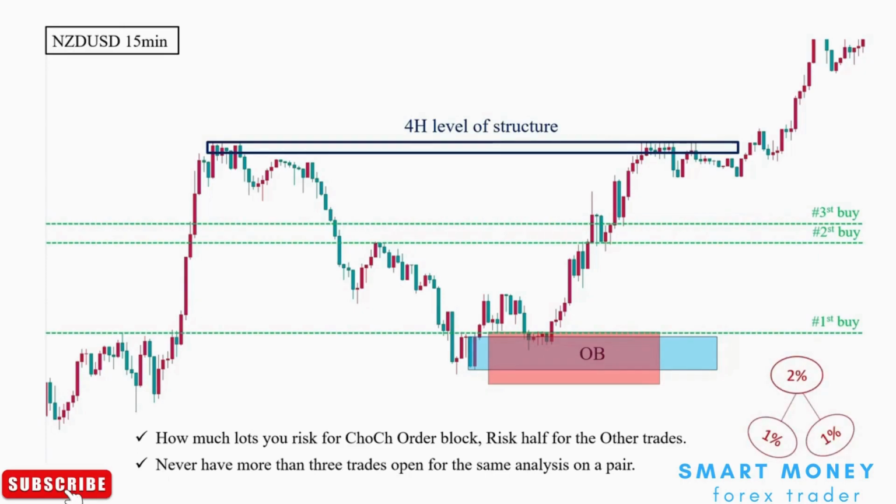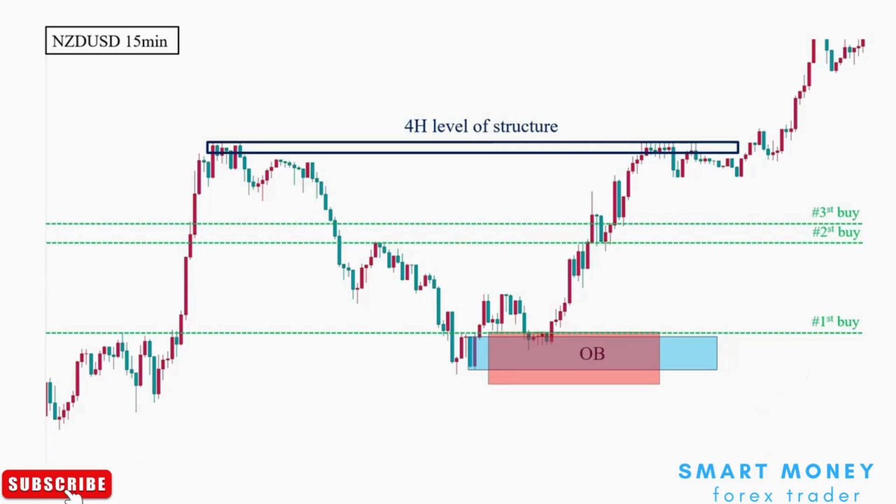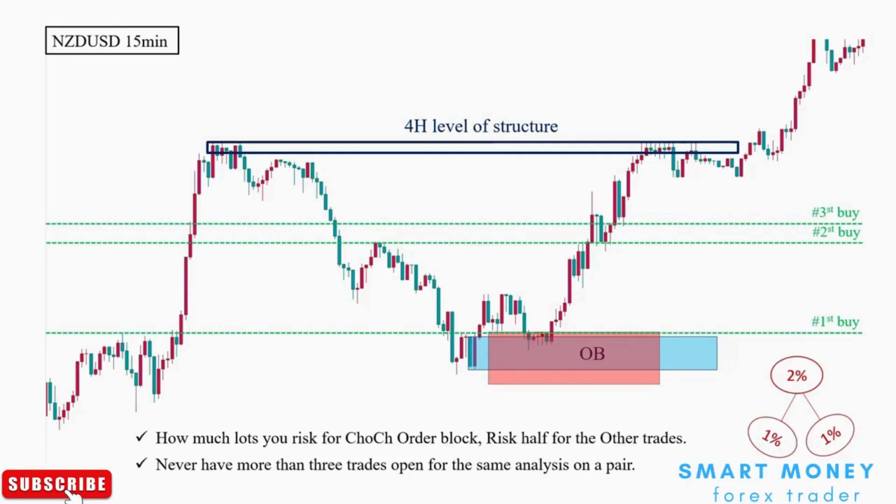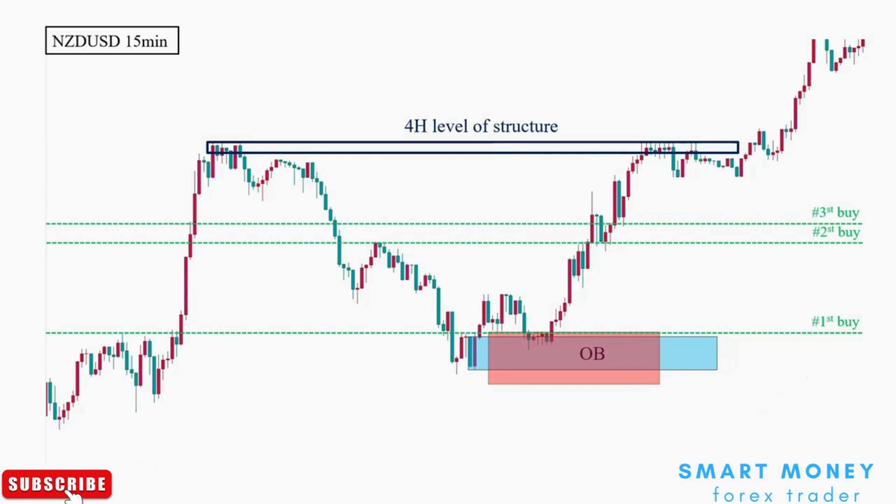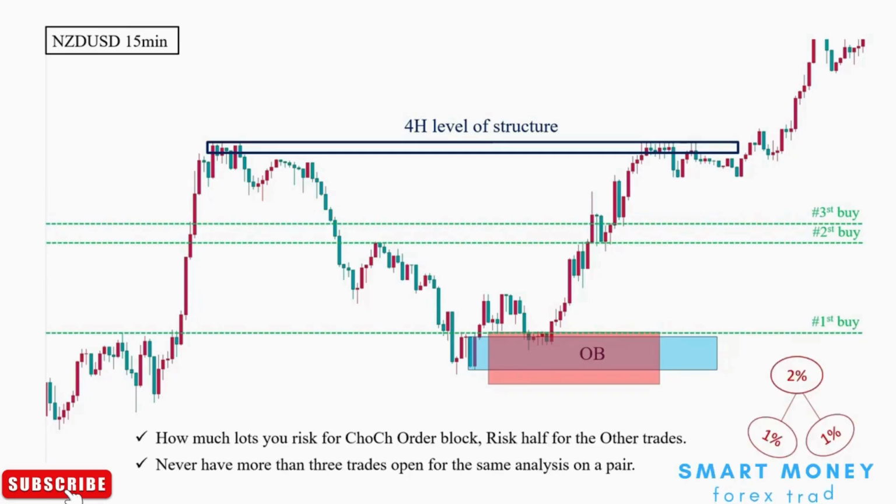For example, if you have a small account and are willing to risk 2% for the first trade, risk 1% for the second and third. This way, in the worst case scenario, you will only lose 4% of your capital. But in the best cases, you will earn far more profit, which is how you make a smart risk. I hope this wasn't confusing for you. If it was, let me show you more examples.